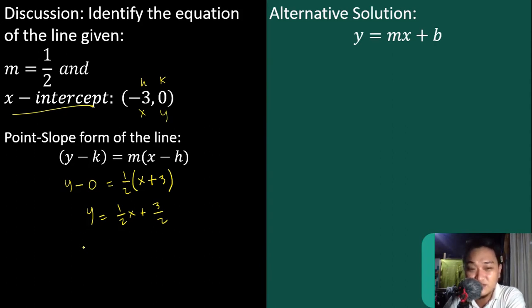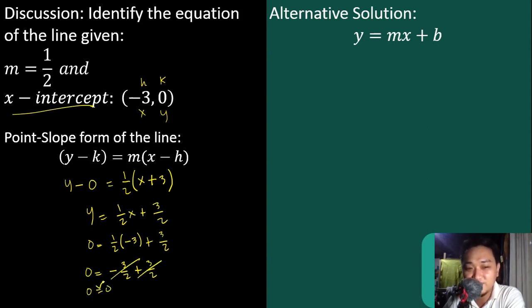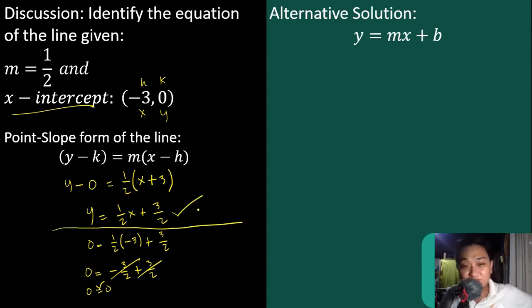By substituting the values of x and y, we have 0 is equivalent to 1 half times, what is the value of x? The value of x here is -3, plus 3 halves. We have 0 is equivalent to -1 half times -3 is -3 halves plus 3 halves. So, they cancel, they become 0. So, 0 is equivalent to 0. Therefore, we are correct. The equation of the line is correct. y is equivalent to 1 half x plus 3 halves.